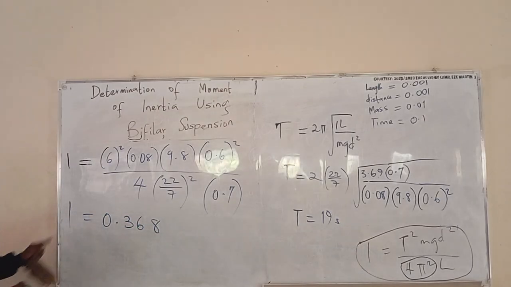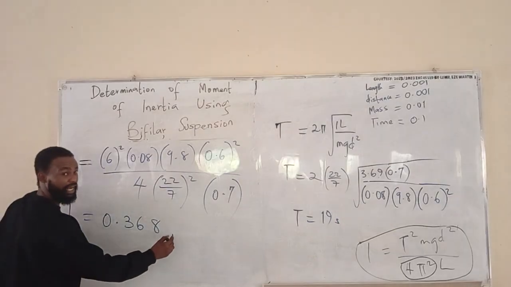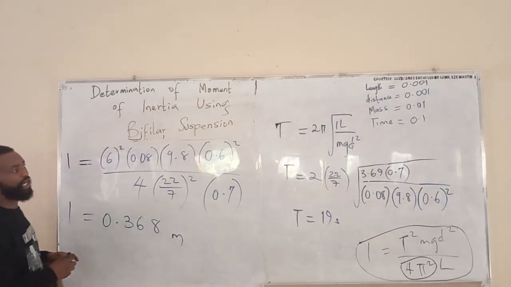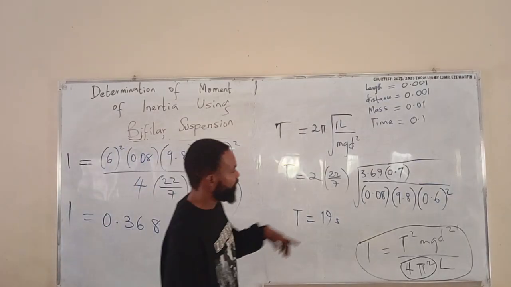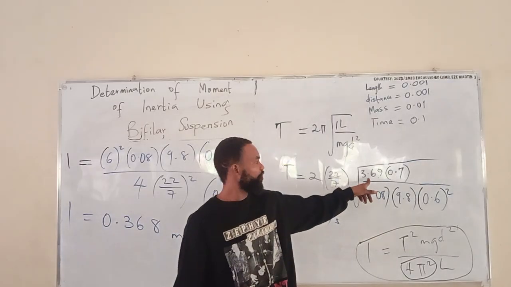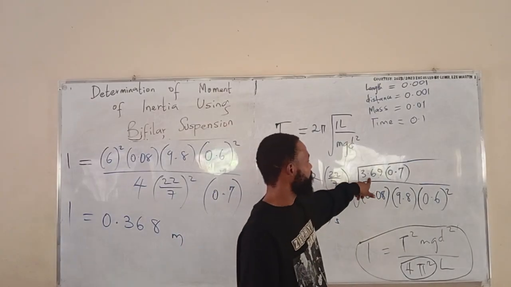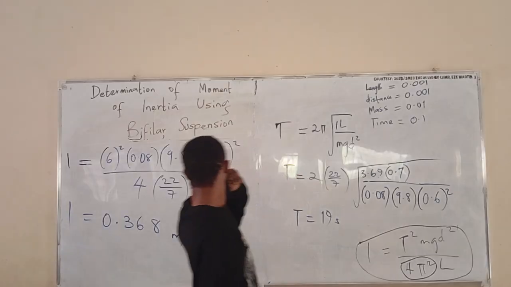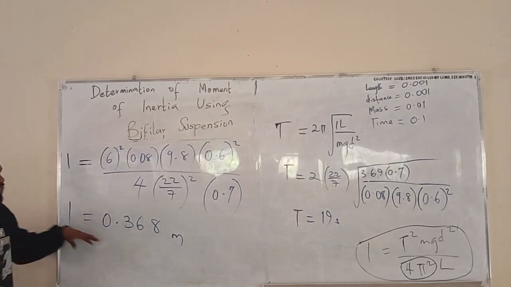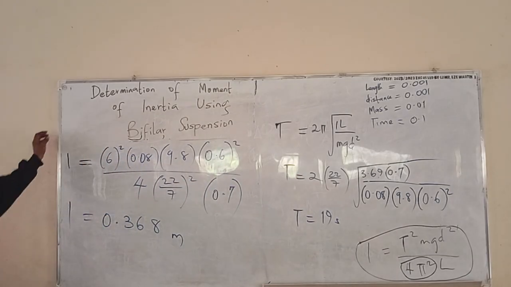0.368, right? So 0.368 in meter now. In meter, right? Is it meter? Yeah. Somebody please check for me. If this thing I got, this one was in kilogram per meter cube. There's something fishy to this. This is in meter.